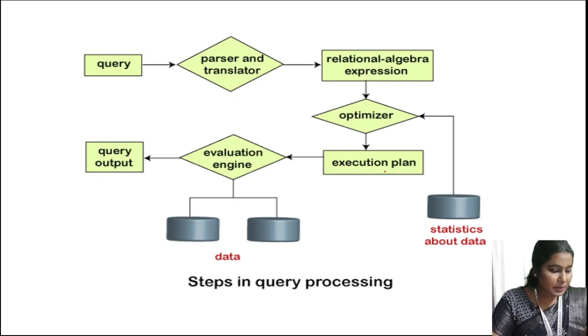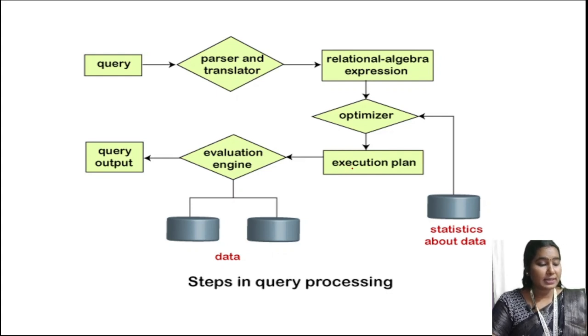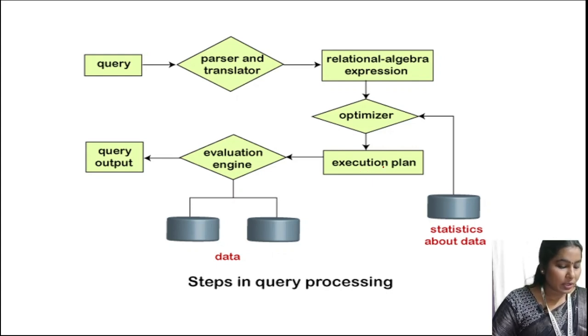The next step is the execution plan. The execution plan is a set of instructions that tells the database how to perform each operation step by step. Once the optimizer is done, the next step is the execution plan, because we follow certain procedures to complete the process.